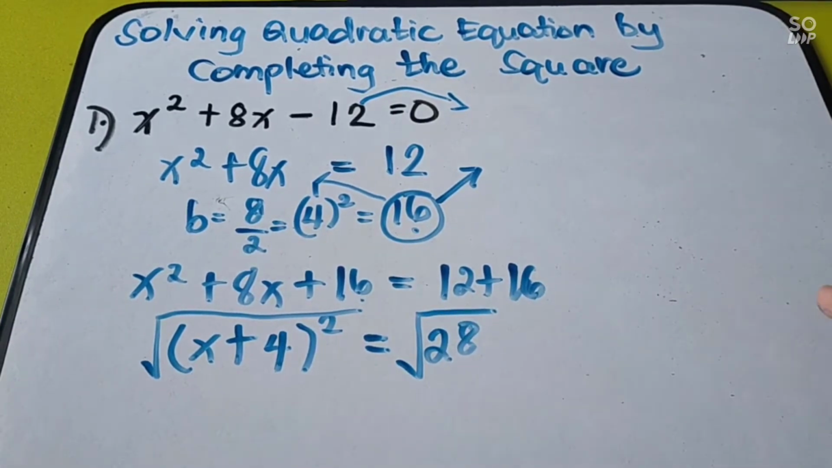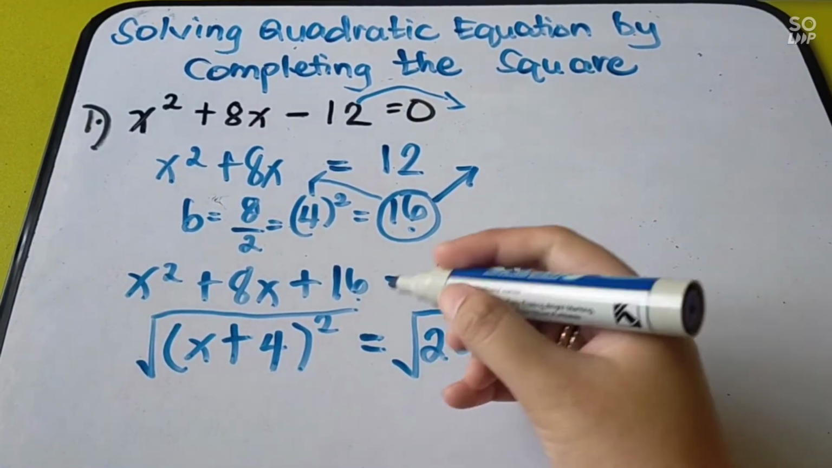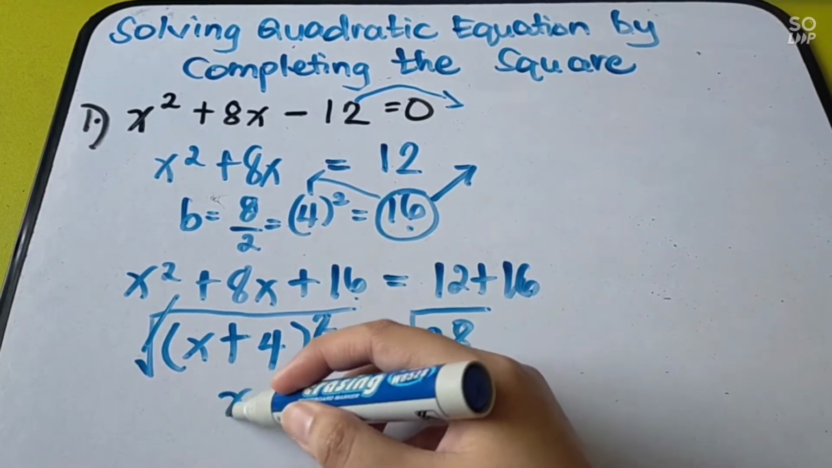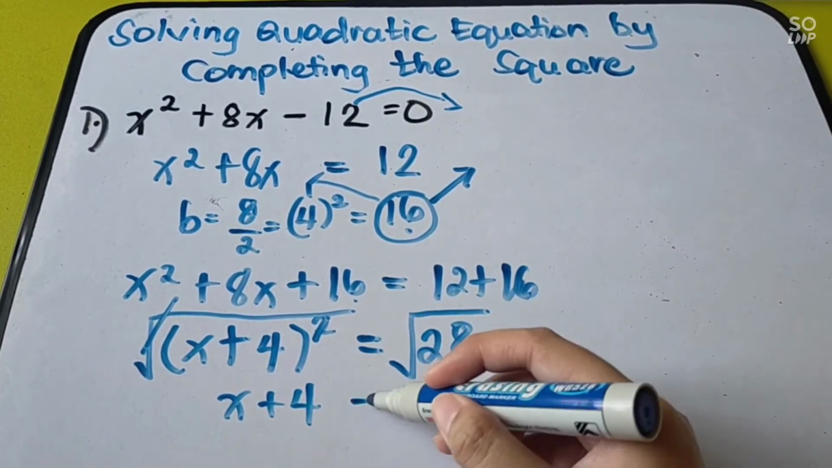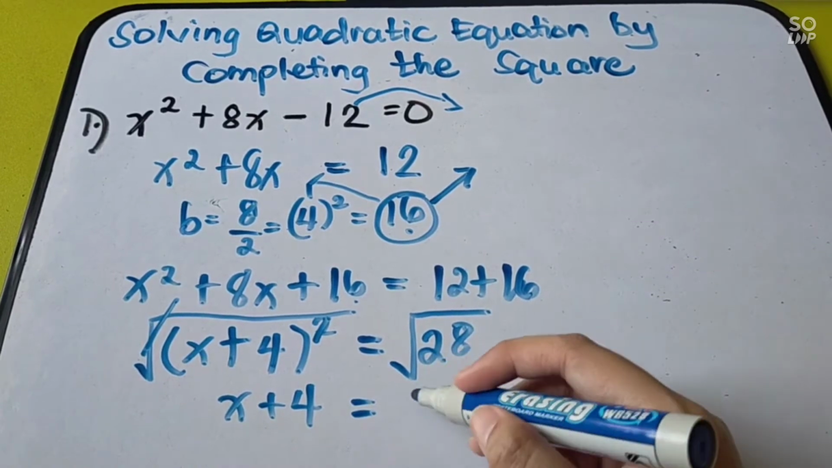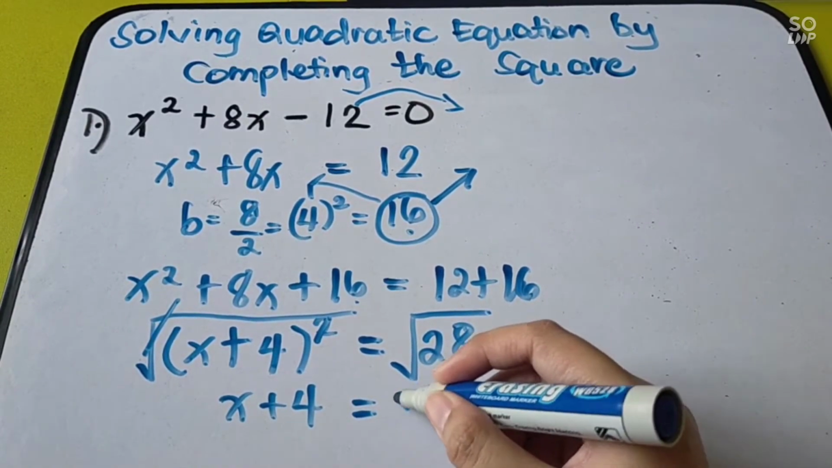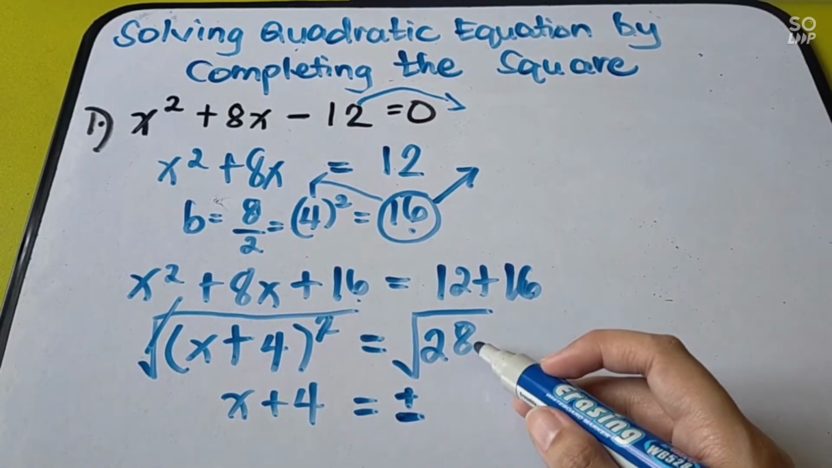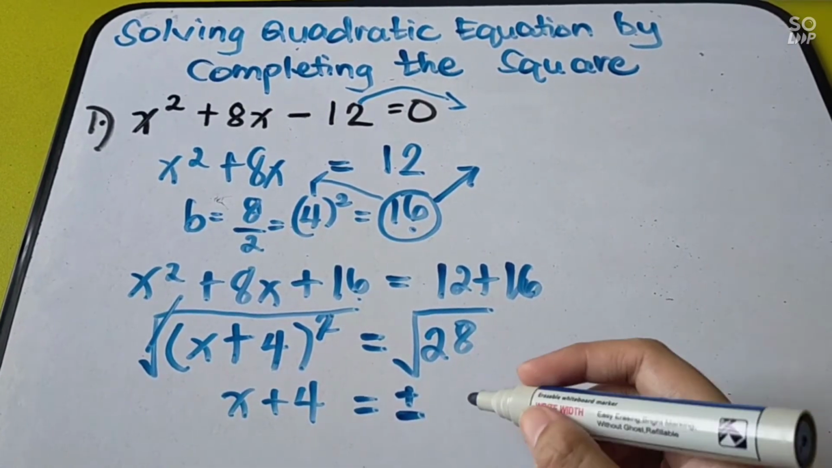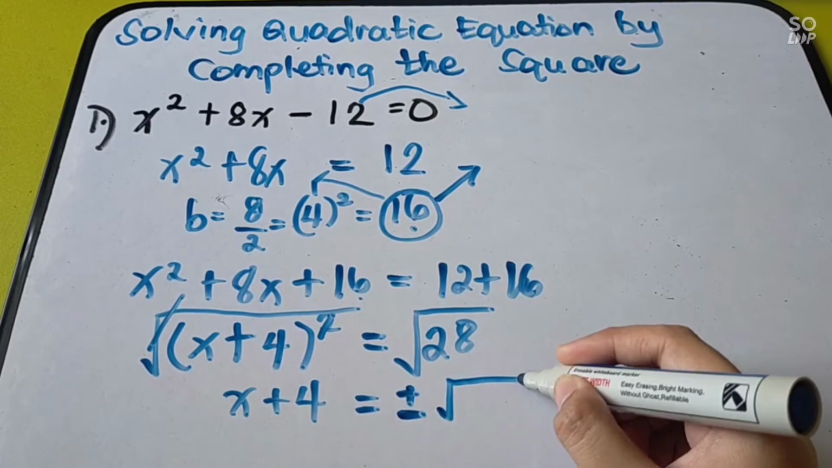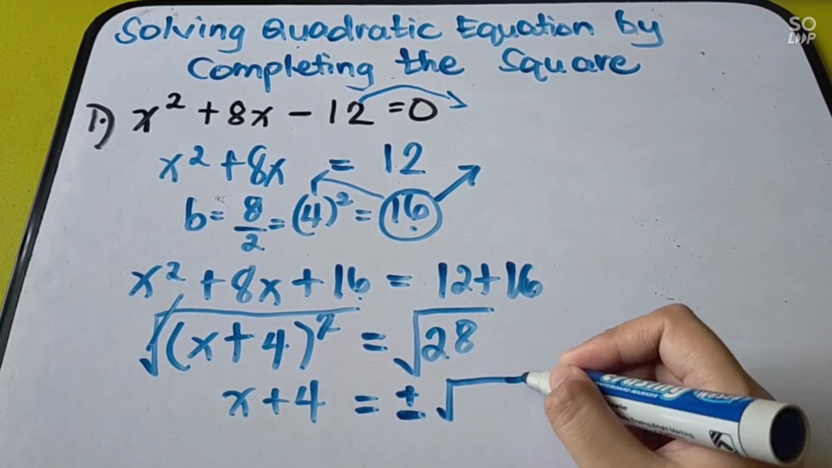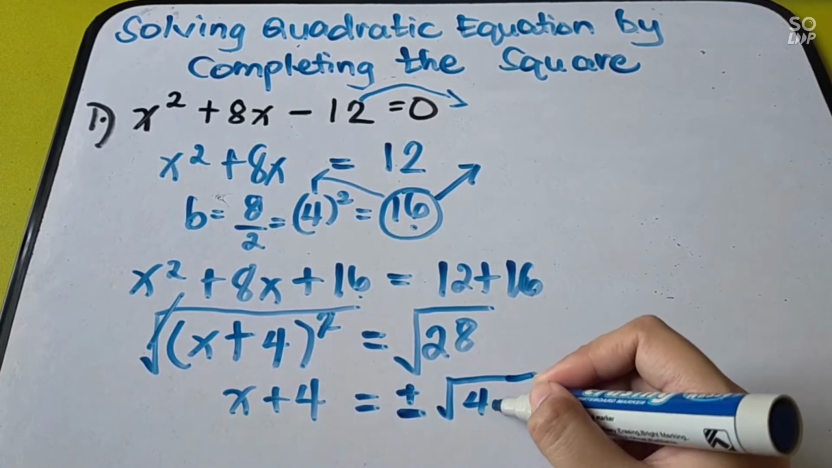Parang extracting square roots ba? So, cancelled out, cancelled out. Ang matitira dito is x plus 4 is equal to. Since nag-square root tayo ng number, kailangan lagi ang positive at saka negative. Ngayon, 28 is not a perfect square. Kaya ang gagawin natin, we are going to find the factors of 28 na ang isa ay perfect square. So, we have here 4 times 7.